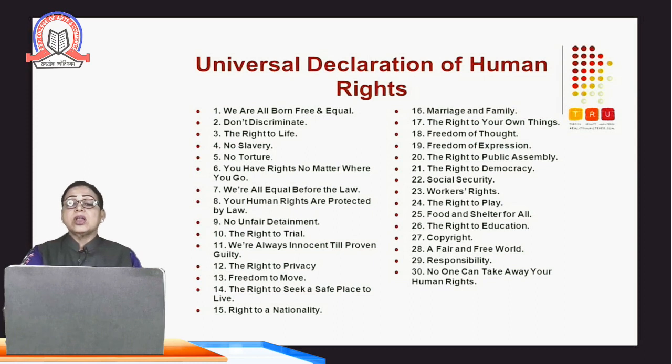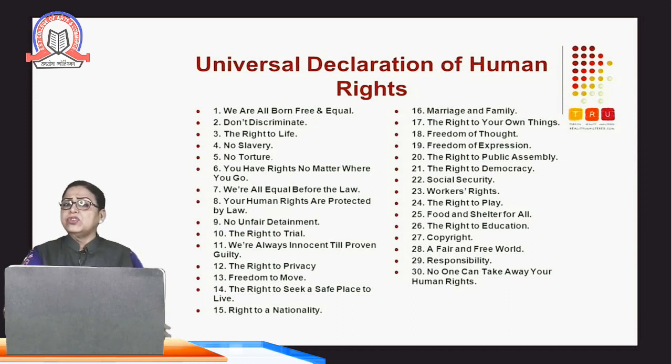The right to life. We possess the right to safeguard our lives, to survive. No slavery. Our right is to live freely, not to be the slave of anybody. No torture, no exploitation, no dominance. Let there be fair treatment given to everybody. You have rights no matter where you go. Wherever we go, these basic rights are common.